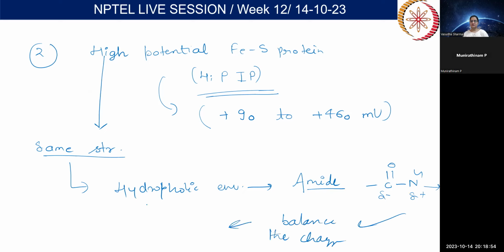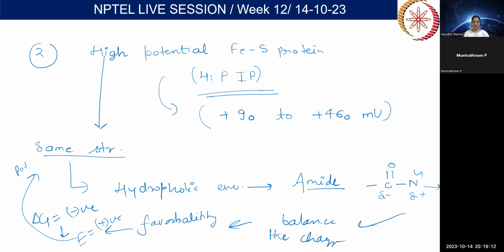Whenever there is balancing of the charge, that brings favorability, and therefore delta G for a favorable environment is negative, and corresponding to that, the E value is positive. That's why your potential is positive.